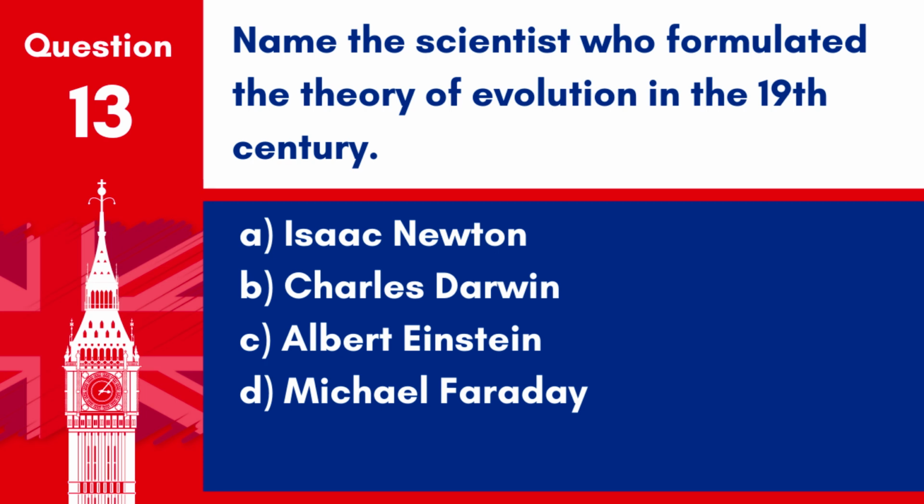Name the scientist who formulated the theory of evolution in the 19th century. A. Isaac Newton. B. Charles Darwin. C. Albert Einstein. D. Michael Faraday.